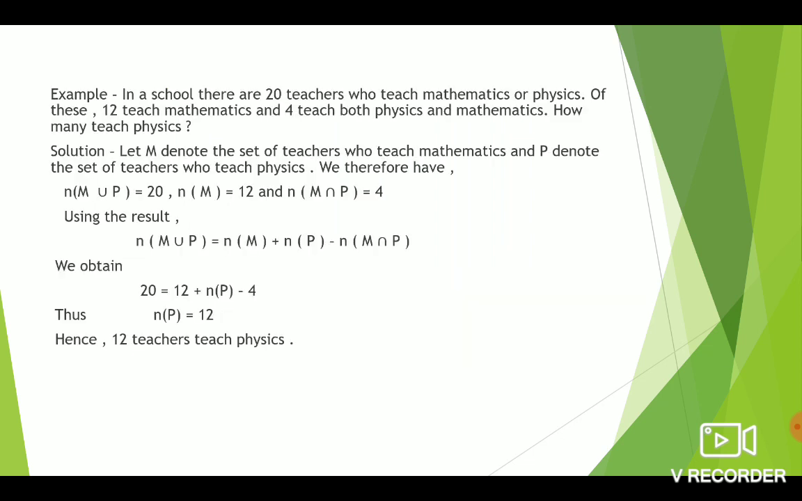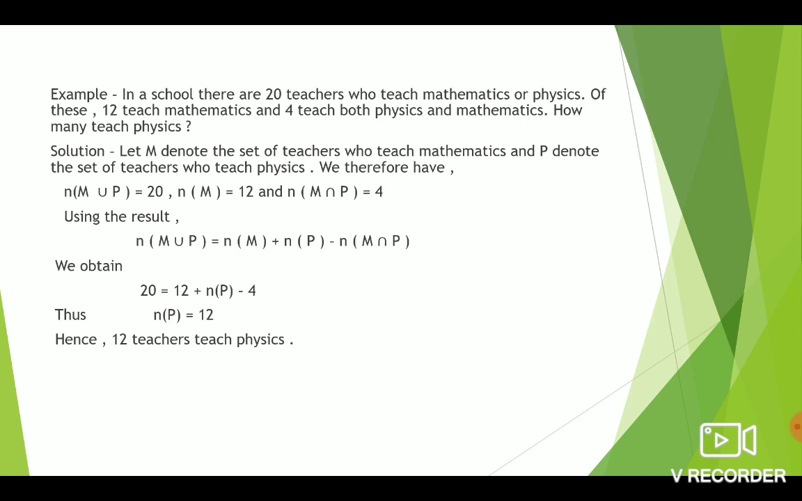Let's take an example. In a school, there are 20 teachers who teach mathematics or physics. Of these, 12 teach mathematics and 4 teach both physics and mathematics. Now we have to find out how many teachers teach physics.